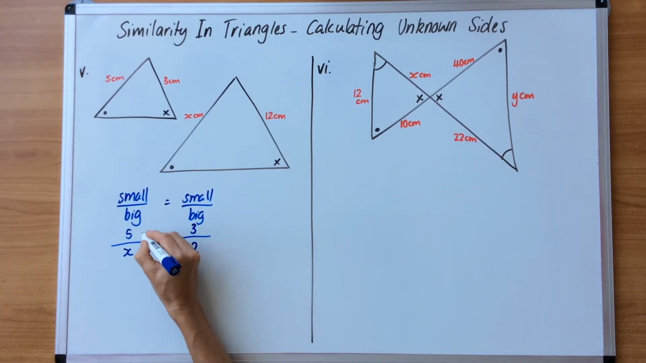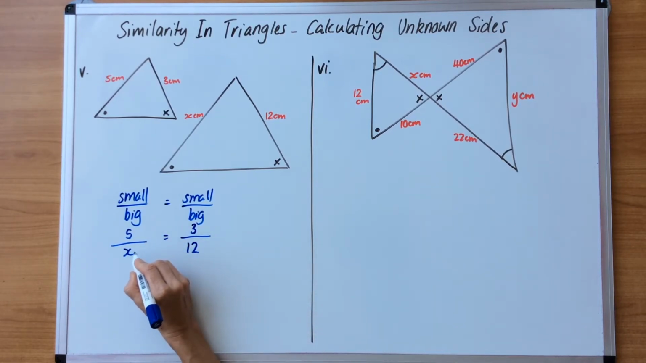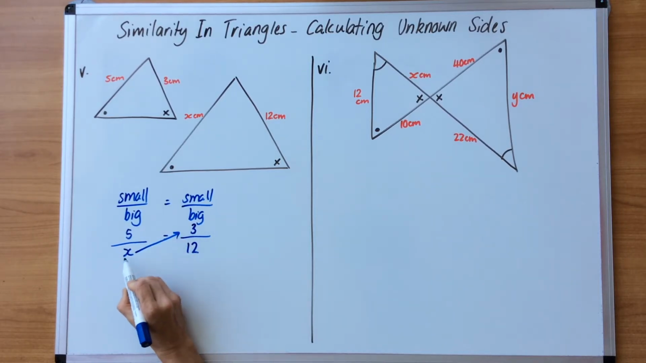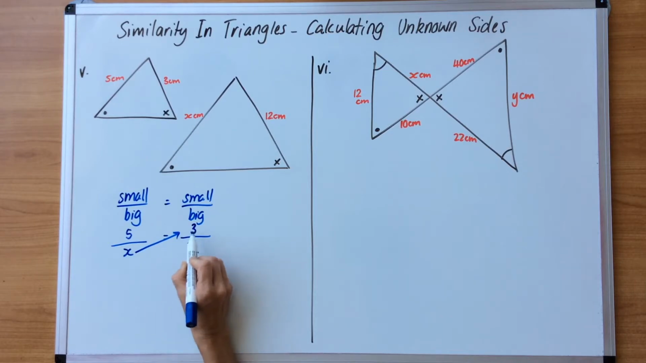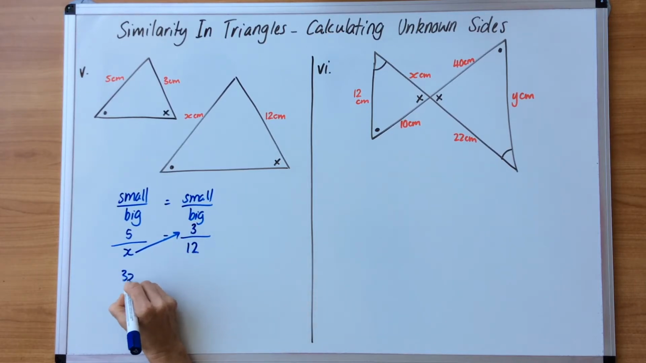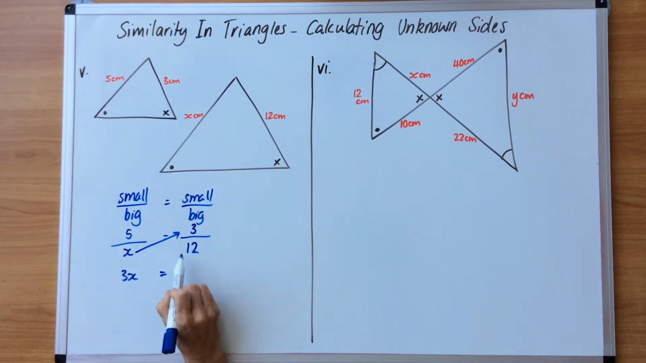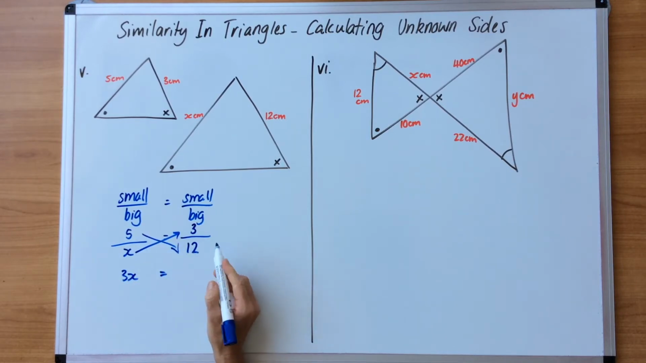And now we have to cross multiply. Now we're going to start with the pronumeral. It doesn't matter if it's on top or bottom. When we cross multiply, we start with the pronumeral. And that's x times 3 is 3x equals 5 times 12 is 60.